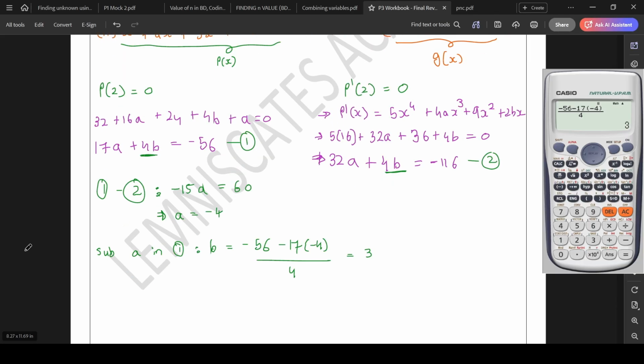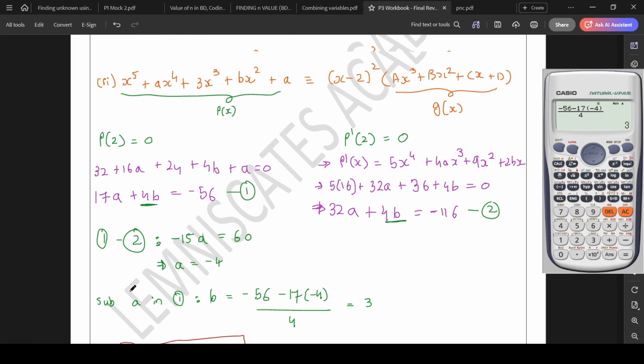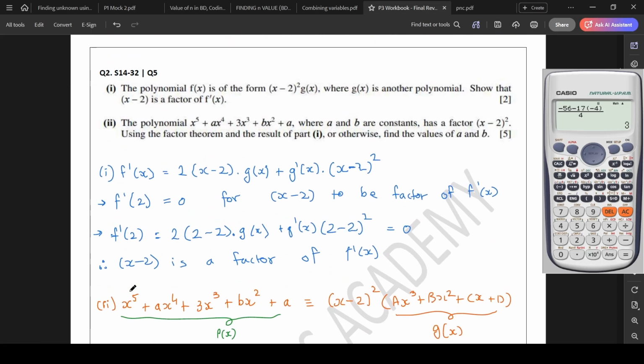So we are finally done with this question. What is the conclusion? The conclusion is that the value of a is equal to minus 4 and the value of b is equal to 3. This will be your answer for the second part of this question. I hope this was useful.